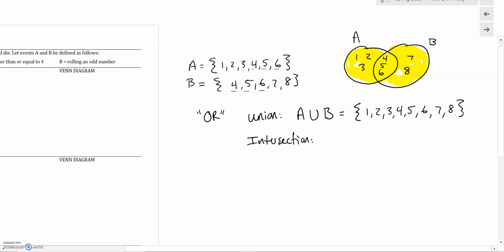Now the intersection of these two sets, on the other hand, is synonymous with an AND statement. And I would write it A intersect B. That's the symbol for intersection. What the intersection looks for is just the overlap of the two sets, right? Just what they have in common. So there's set A.